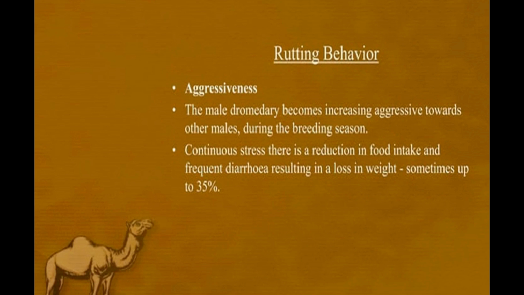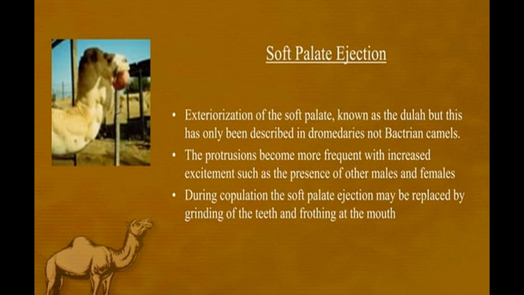Rutting behavior shows the male camel's highest sexual characteristics. The male dromedary becomes increasingly aggressive toward other males. With continuous stress there is a reduction in food intake and frequent diarrhea, resulting in weight loss, sometimes up to 35%. Soft palate ejection: the high sexual activity in a male camel may cause protrusion of the soft palate from the mouth. This happens only when the camel is in heat.